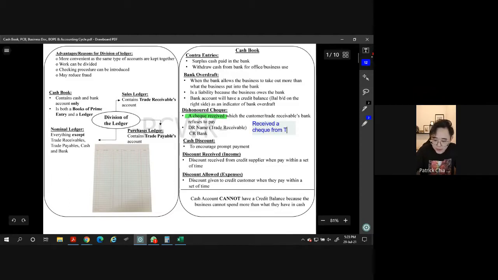We DR bank and we CR TR. Okay, so this thing must happen. So you must understand this thing. When we get a check, we quickly, straight away put it down into our cash book. So that is what happened first.